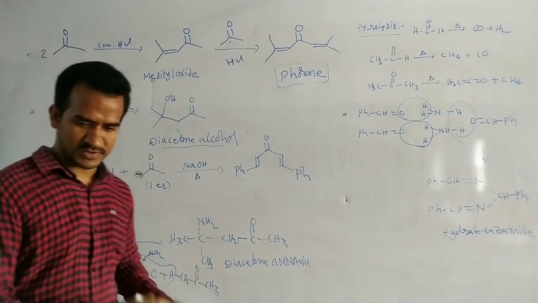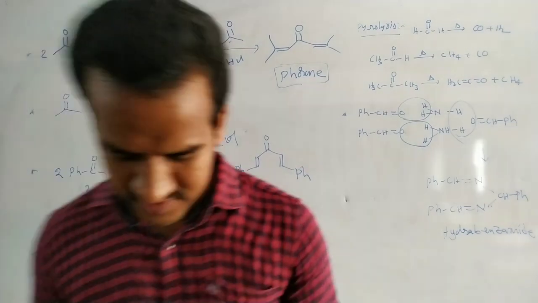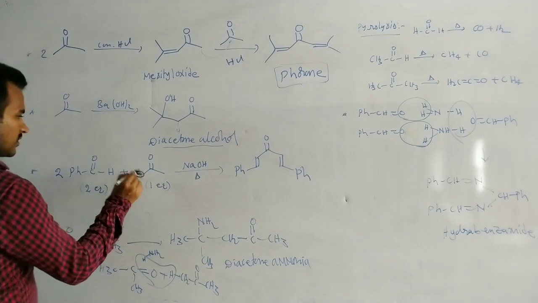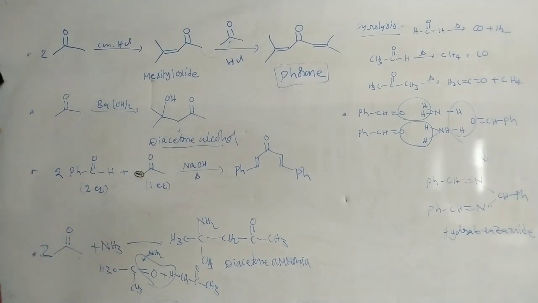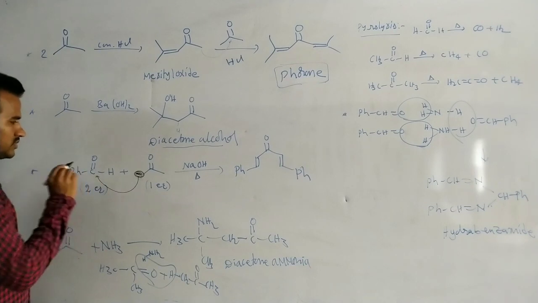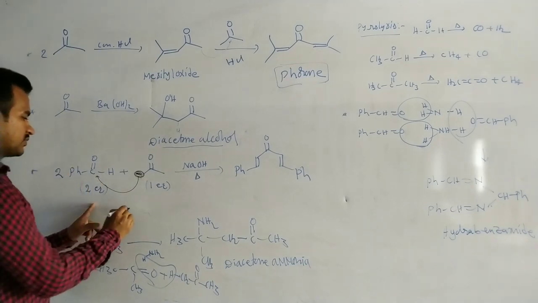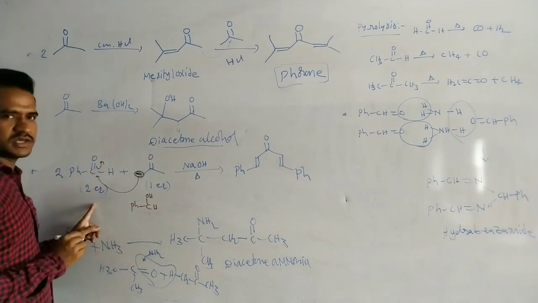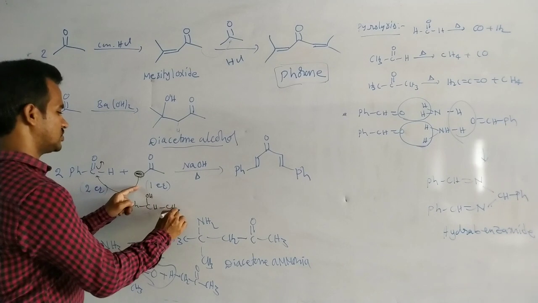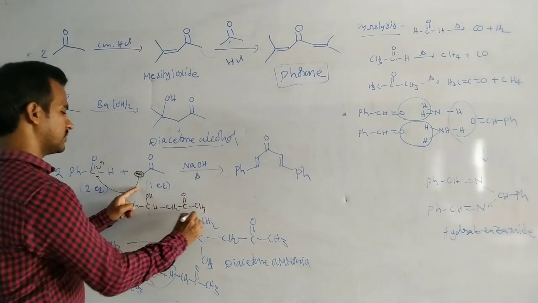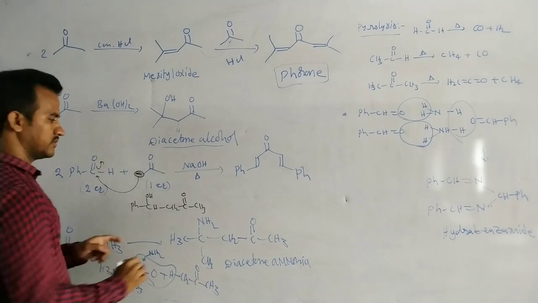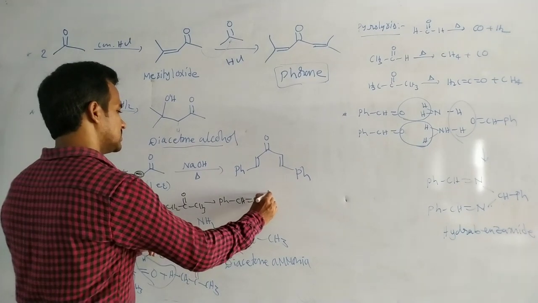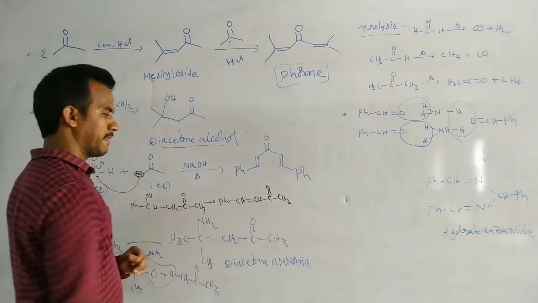From the acetone, a carbanion is generated. Now this carbanion attacks this compound. So what is the product? Ph, CHOH, then CH2, C double bond O, CH3. Then loss of the water molecule gives Ph, CH double bond CH, C double bond O, CH3.